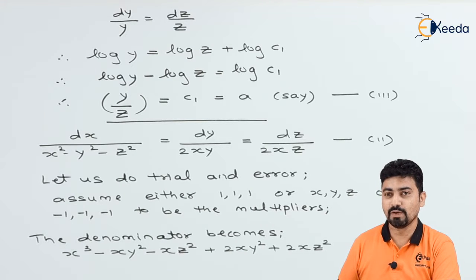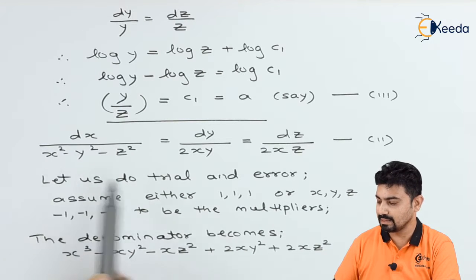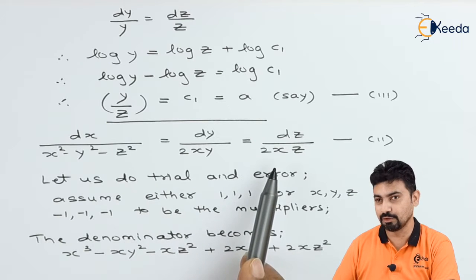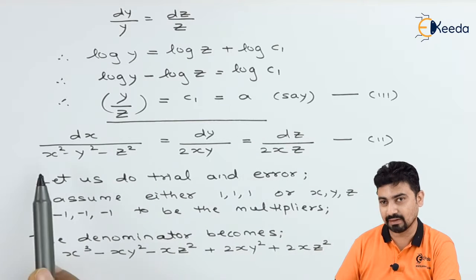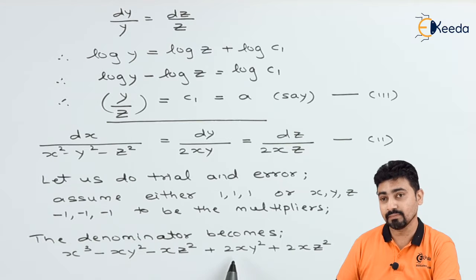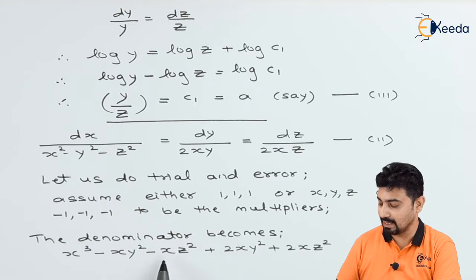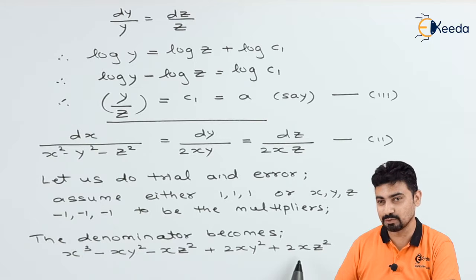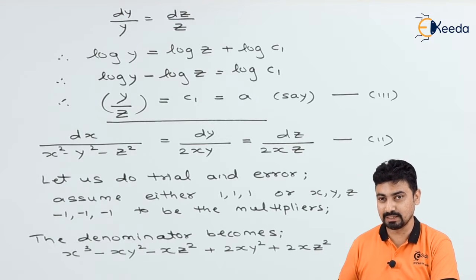This is what we get when we multiply the first denominator by x, the second denominator by y, and the third denominator by z, and we add the three of them. And if we simplify this further, we see that minus xy square plus 2xy square will give me plus xy square, minus xz square plus 2xz square will give me plus xz square. We can take something common. Let us see what we get.